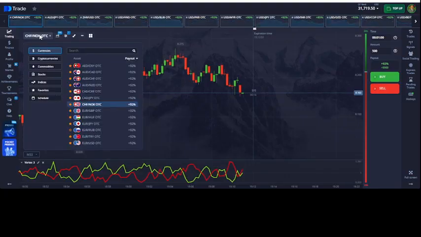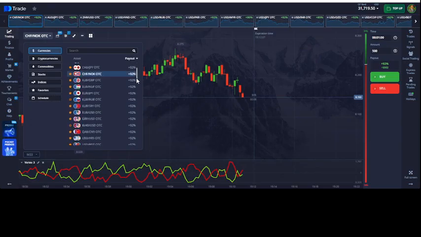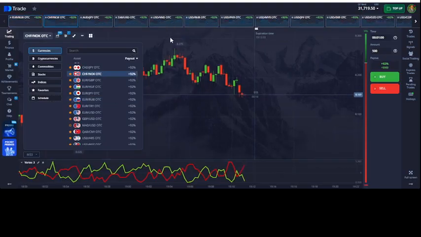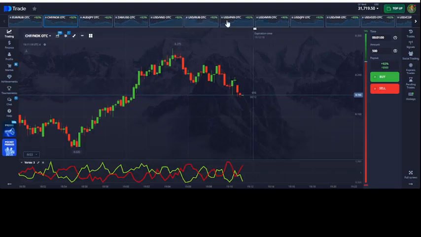When we click on the currency icon here, the drop-down menu pops out, and I have all the OTC pairs checked off here. When you check off the OTC pairs, they appear at the top of the chart here. That way I'm able to analyze each currency pair individually and quickly.